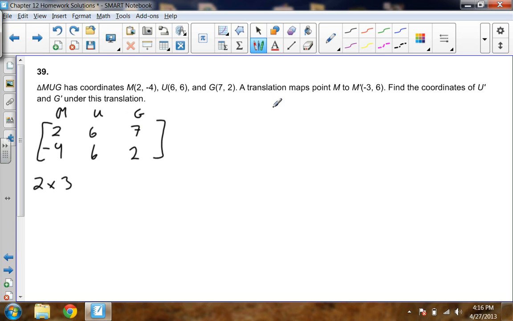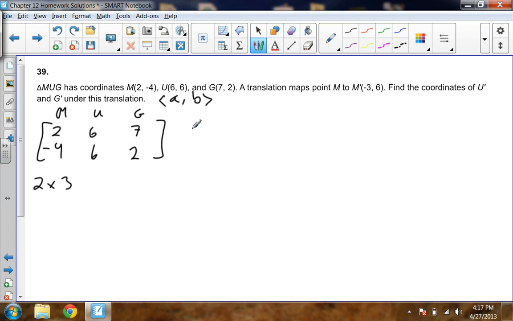A translation maps point M to M prime at -3, 6. So basically, if my point M started at 2, -4, and my M prime is at -3, 6, what does my translation look like? That's kind of what they're hinting at you solving for first. And then based on the translation you find the coordinates of U prime and G prime under this translation. So whatever, and let's call that translation for now A, B. We'll figure out what it is.